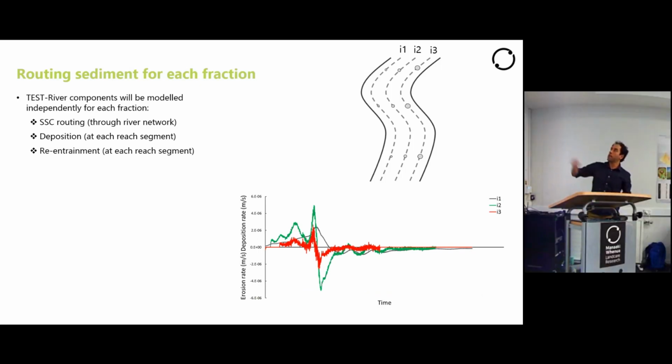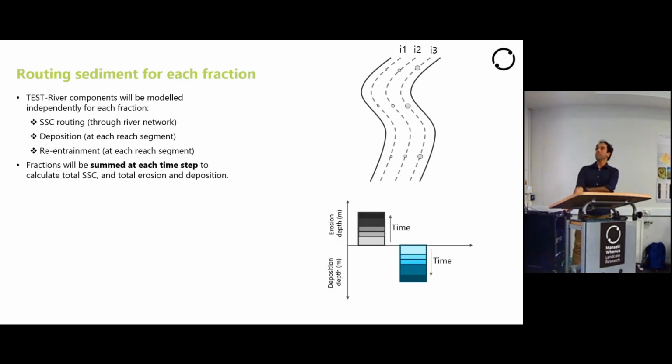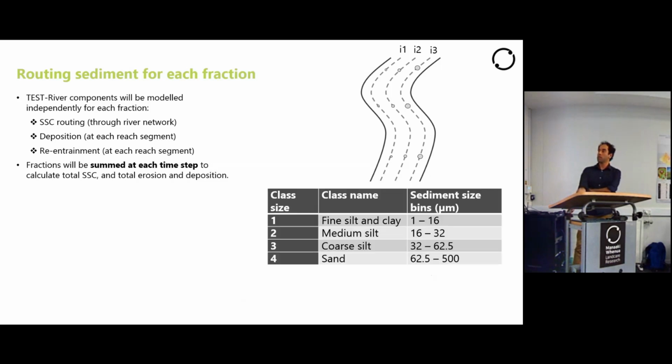And route the sediment down the river network using these different fractions. We can also calculate the deposition and reentrainment of the sediment for each reach segment of the river, for each fraction. Basically, we can say how much sand is deposited in this reach, how much silt, how much clay, and do that for the whole catchment at each time step. And we can sum them up to see the rate of deposition.